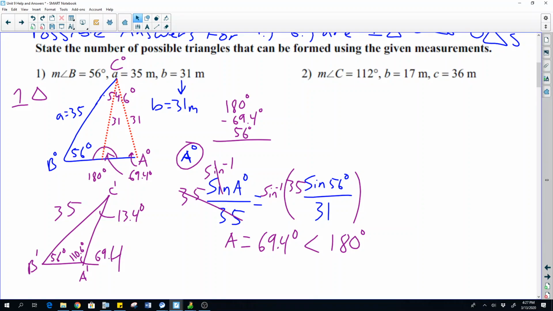Now we have two triangles, because there's another triangle over here. And so 1 plus 1 is 2. So for this problem, the answer will be two triangles. There's our answer there.